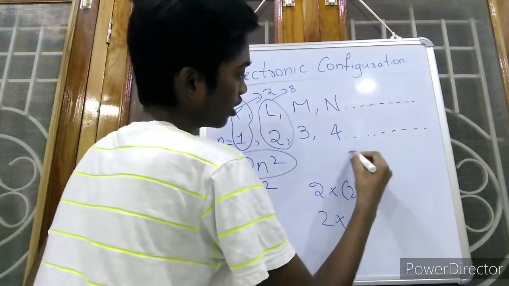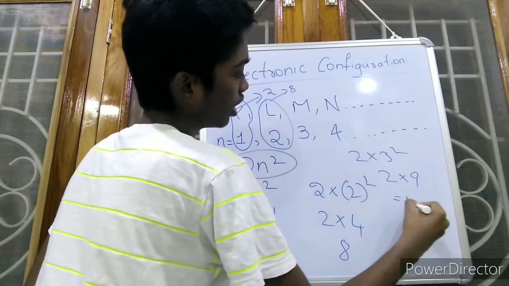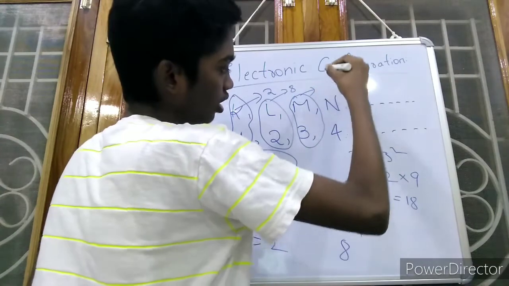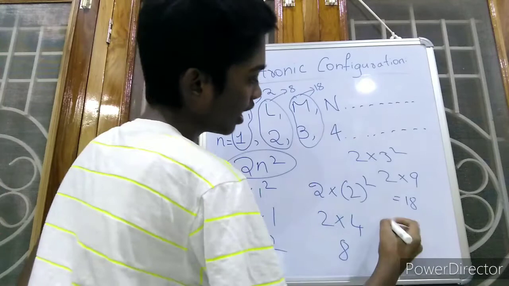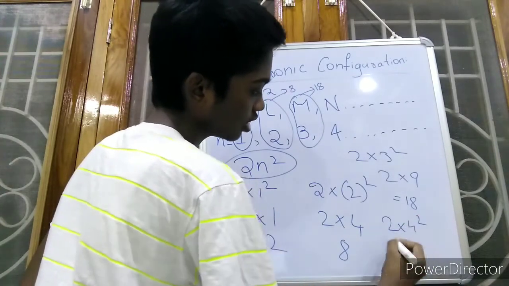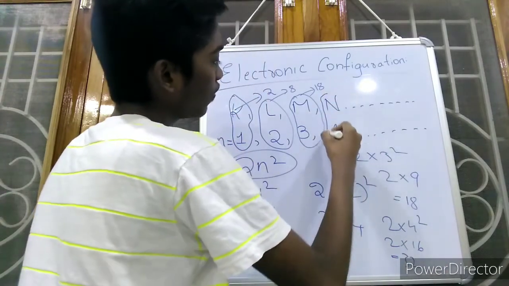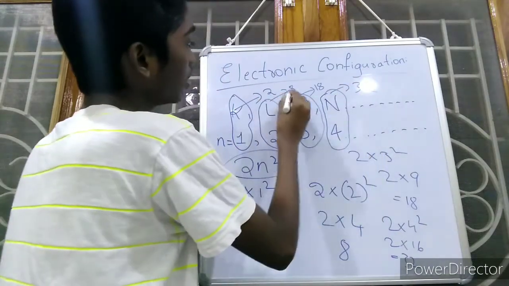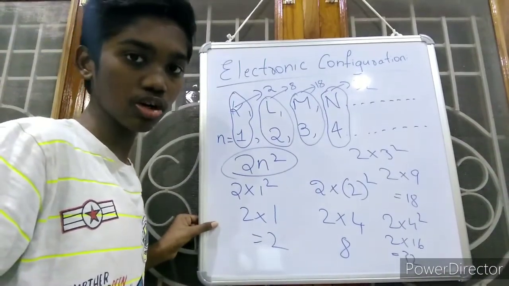Like that for the M shell, 2 into 3 square, 3 square is 9, 2 nines are 18. So for the M shell, the maximum number of electrons is 18. For the N shell, the n value is 4, 2 into 4 square, 4 square is 16, 2 into 16 is 32. So the maximum number of electrons of the N shell is 32. So 2, 8, 18, 32 are the maximum numbers of electrons held by these orbits.